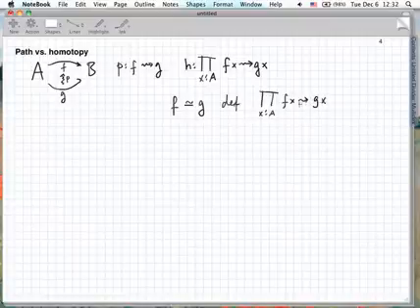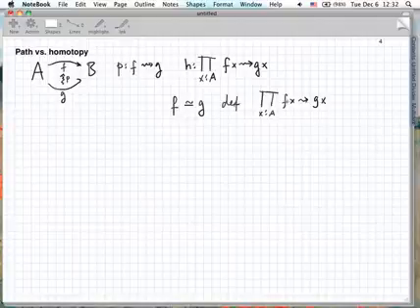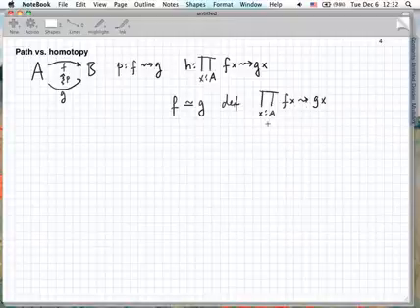I should warn you that you should imagine that everything is automatically continuous. So in particular, here we have a map which, given a point x, gives me a path from f of x to g of x. The selection of the path has to be continuous with respect to the point. So this really is a homotopy.